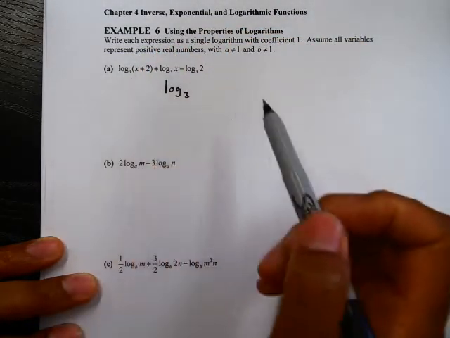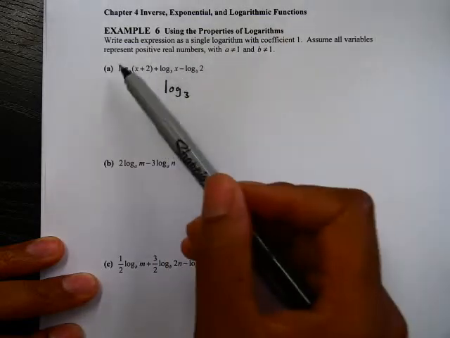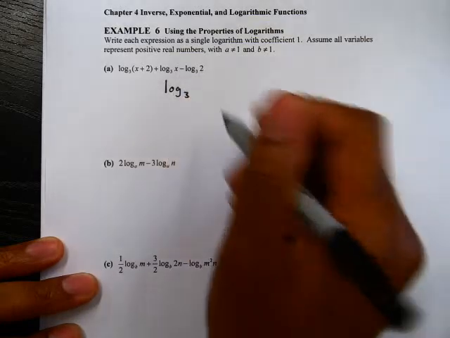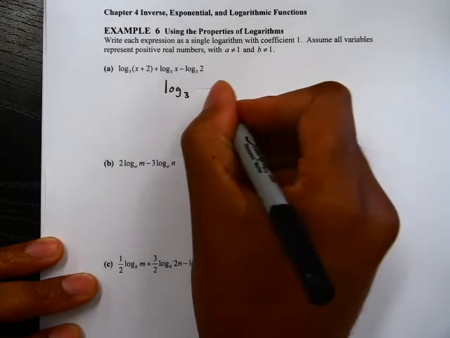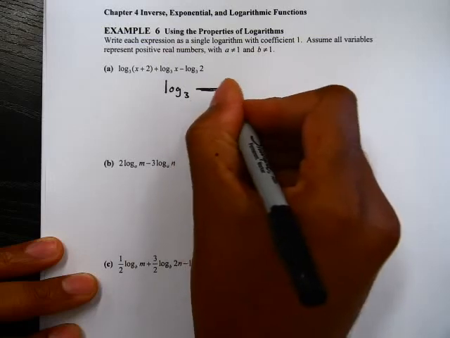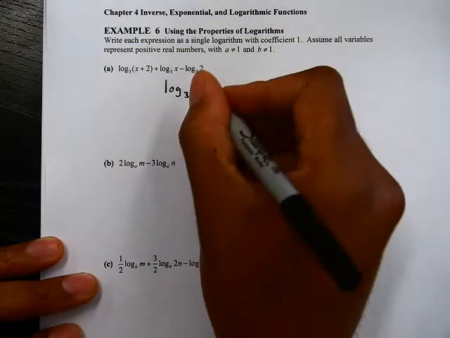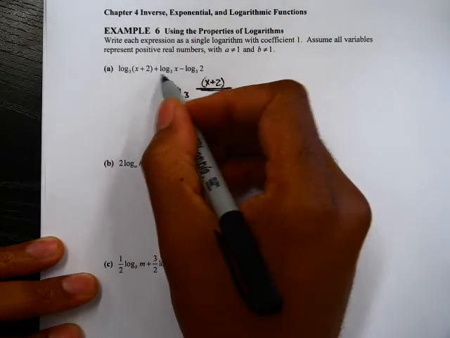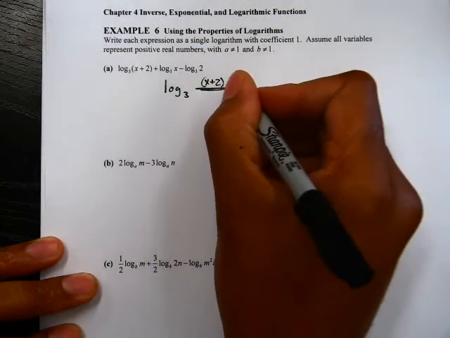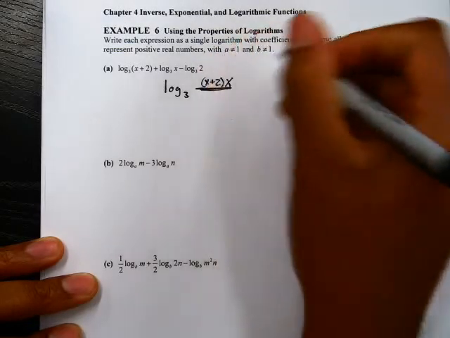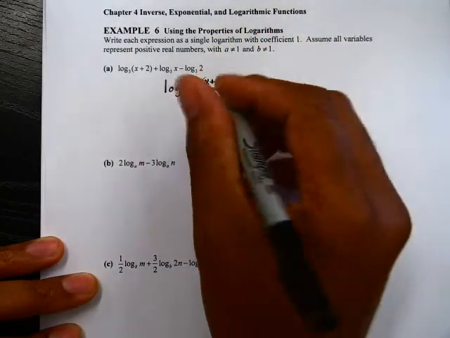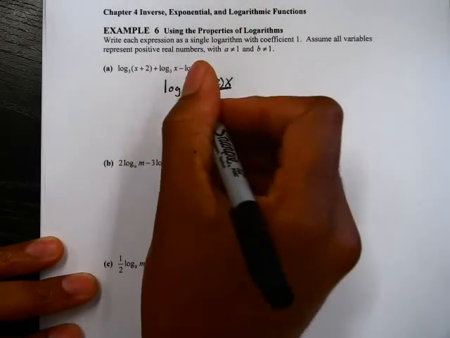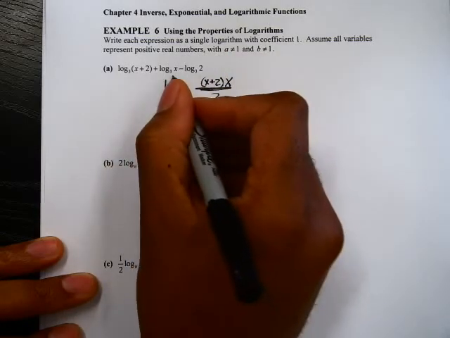Now what I pay attention to is in the front of that log is understood to be positive. So when I see a minus log, then I know I'm going to have to write with a fraction bar. So up top, I'm going to have x plus 2. Alright, log base 3 of x, so that's times x. Alright, minus log base 3 of 2, so the 2 at the bottom. So I wrote this expression as 1 log.